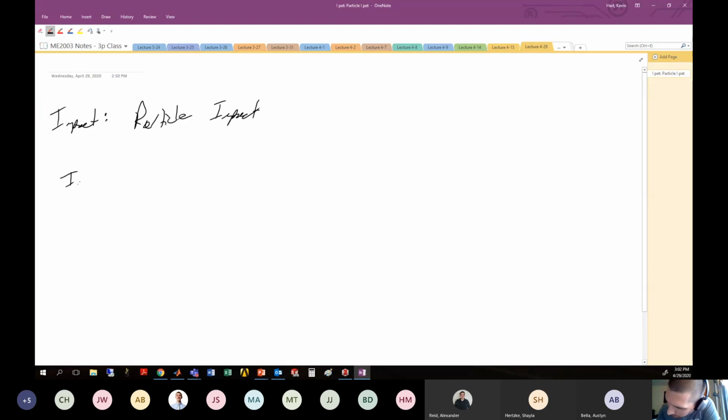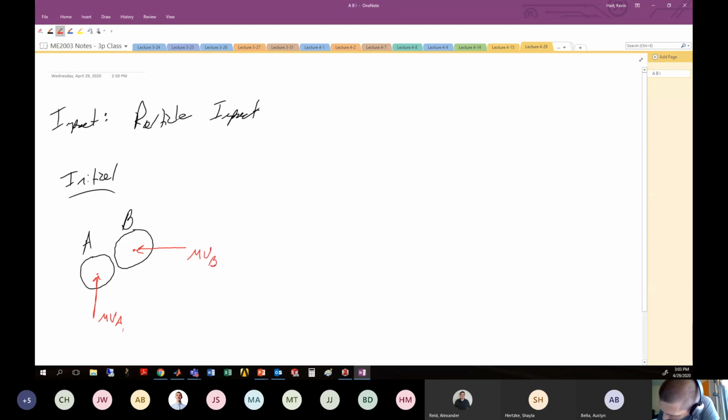And remember, the general setup was that we had some initial conditions where puck A was hitting puck B. Okay, here's puck A, here's puck B, and they're going to strike each other. Let's say this one is moving here with mVA1, and this one is moving here with mVB1. They're going to strike each other.